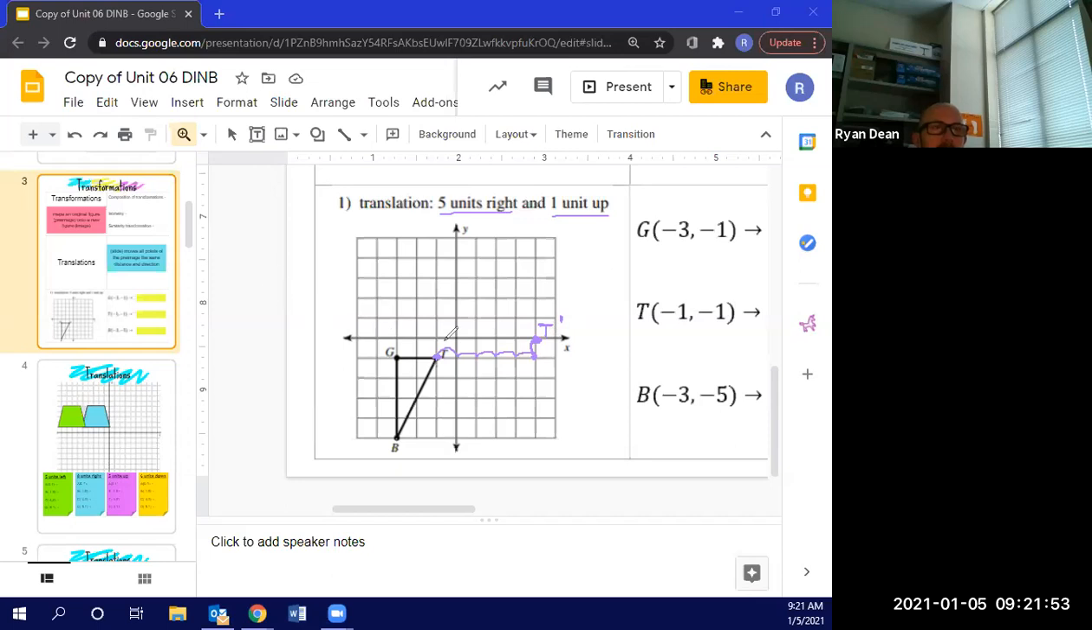Okay, we'll come back and write this note down here in just a second. Now I'm going to do the same thing for each one of the other points. So for G, I go 5 to the right, 1, 2, 3, 4, 5, and then I go 1 unit up. So here's my G, and since it's the new G, I have to put the apostrophe that goes with it. And then I do the last one, which is B down here. So I go 5 to the right, 1, 2, 3, 4, 5, and then I go up 1 space. So this is my new B.